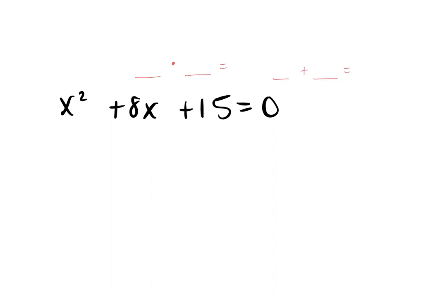Paula, what do you think? What's that? No, remember, we're factoring. They must multiply to give me 15, our C. And when we add them together, they have to give me 8. Do you guys remember that?